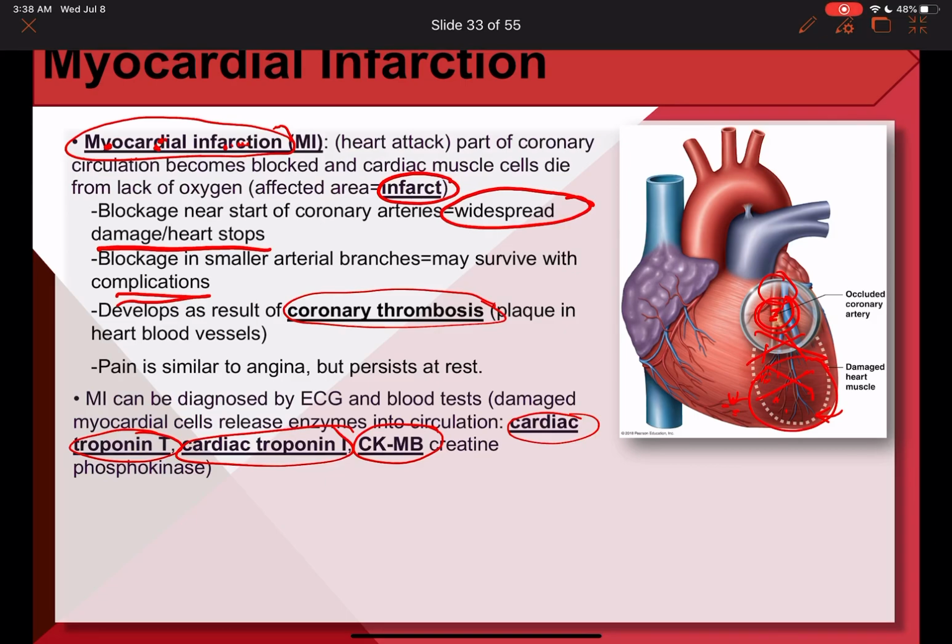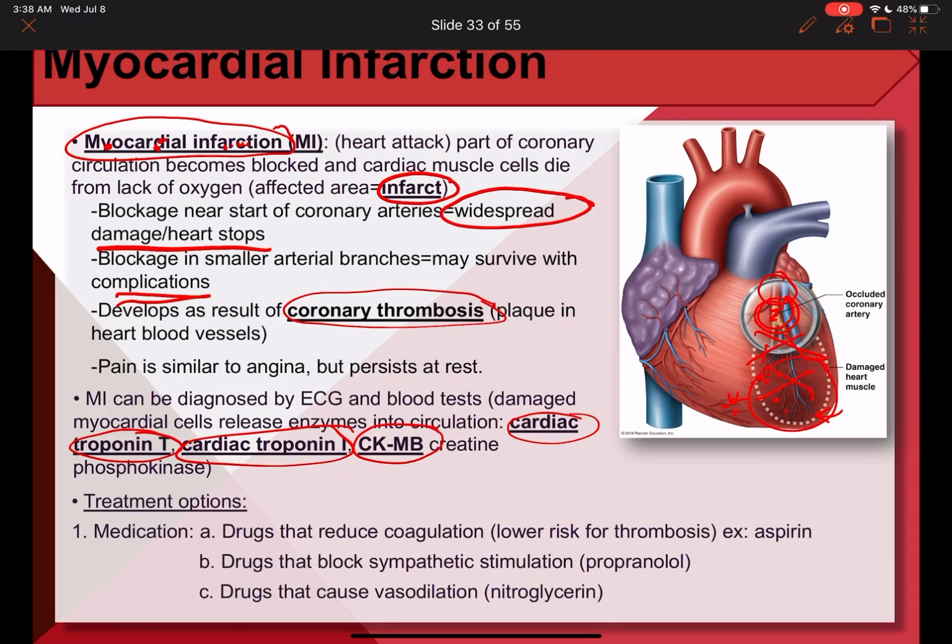Okay. All right, and the treatment options for heart disease, of course, include medications. A lot of these medications aim to reduce coagulation, which lowers the risk of forming coronary thrombosis, like aspirin. Drugs that block sympathetic stimulation, like propranolol, okay? And then you have drugs that cause vasodilation, like nitroglycerin. So these are all trying to slow your heart down, calm your heart back down, because your heart cannot afford to work any harder than it is already trying to with the blockage being in there.